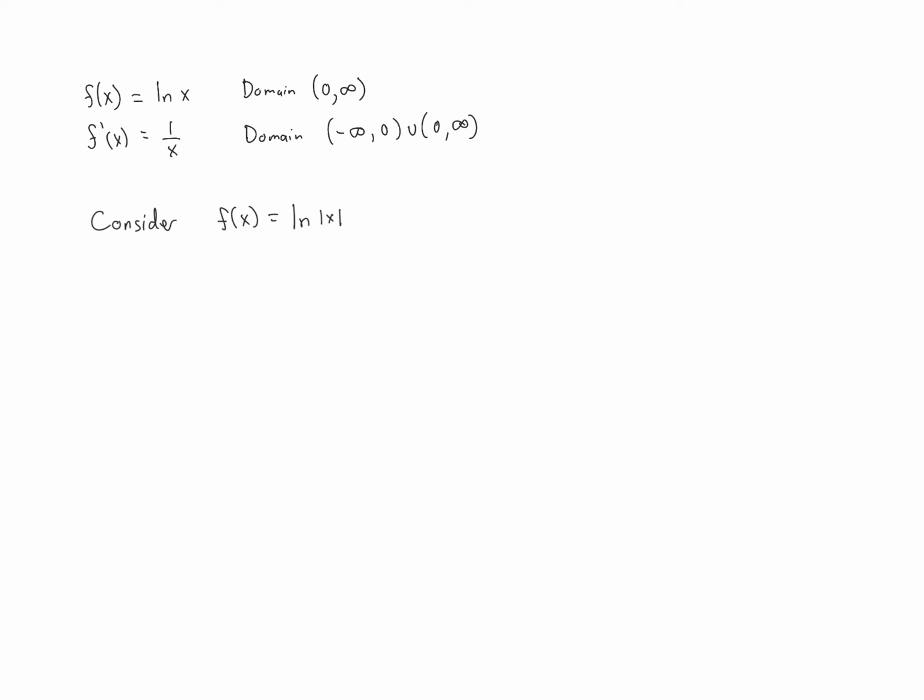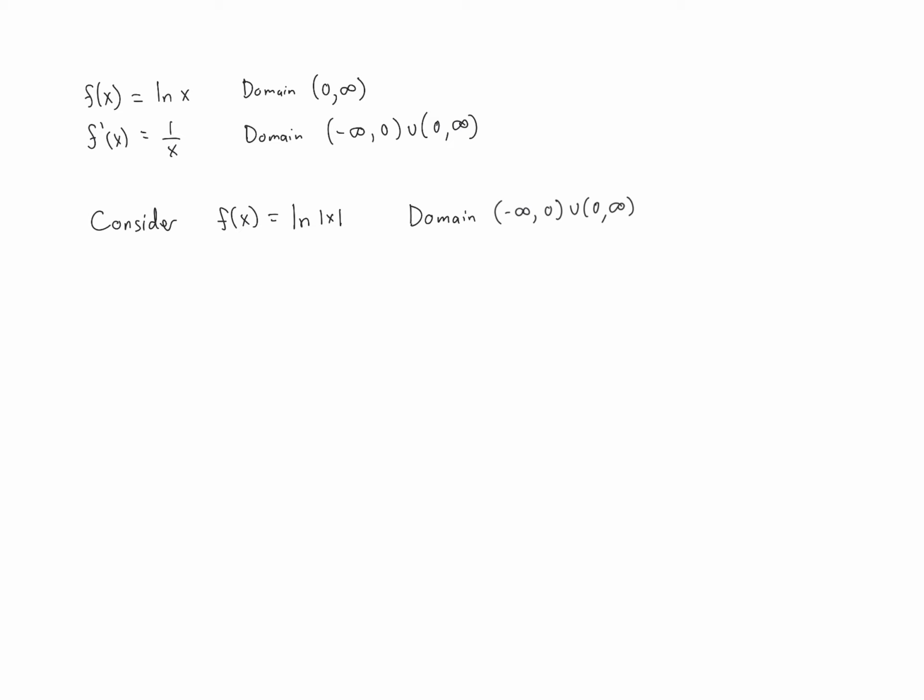All right? Putting x inside absolute value symbols allows us to consider negative numbers for x, because when you plug in a negative number and you take the absolute value, that gives you a positive number, and we can take the log of a positive number. So in this case, we have expanded the domain into the negative numbers as well. So we've got negative infinity to 0, union 0 to infinity.